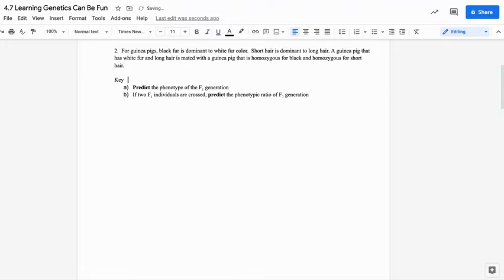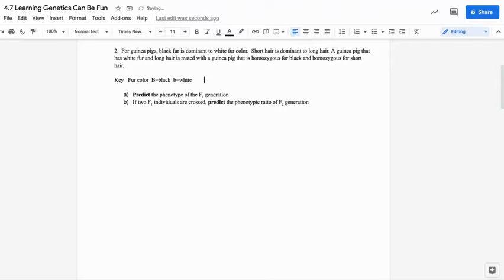Again, now we're looking at two things. So fur color, and just use big B equals black, and little b would represent white. Okay, so that's one of the two. And the other one is for length. So short seems to be, I'm going to use capital L for short, which is dominant to little l, which is long. Okay, so short hair is dominant over long hair. So that's two traits, dihybrid.